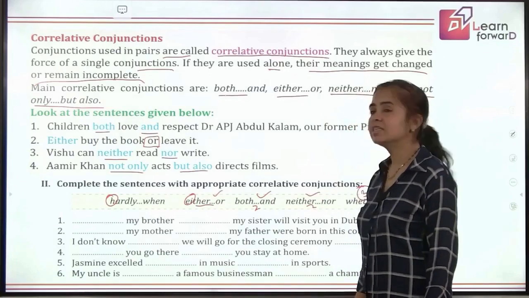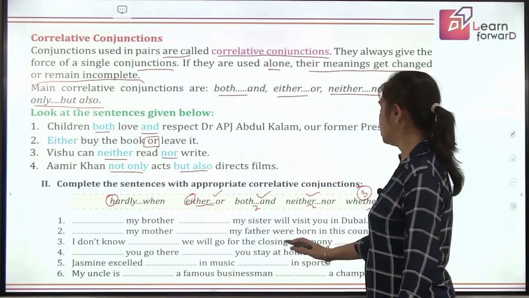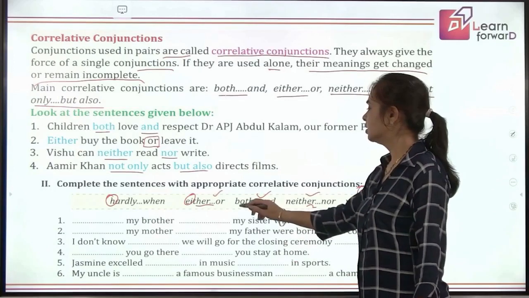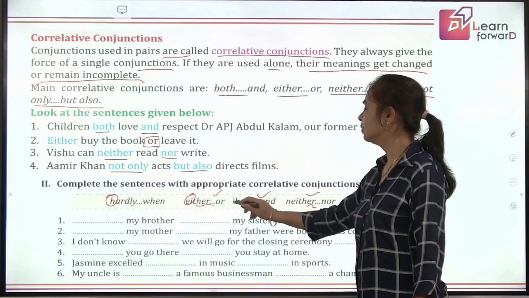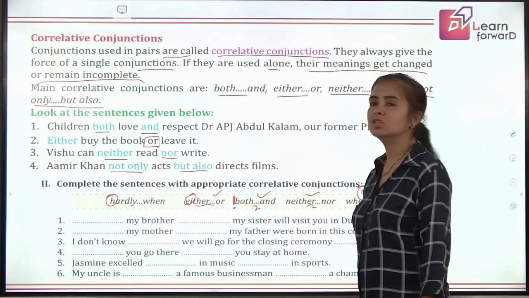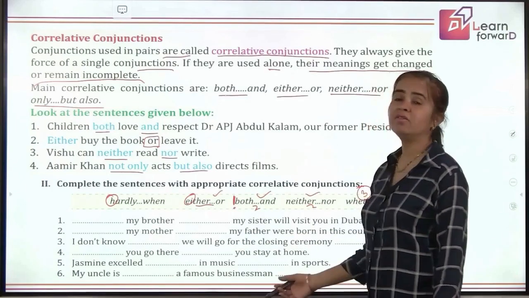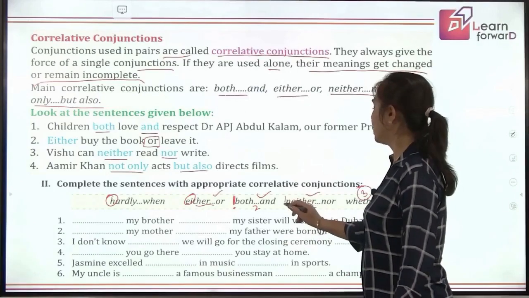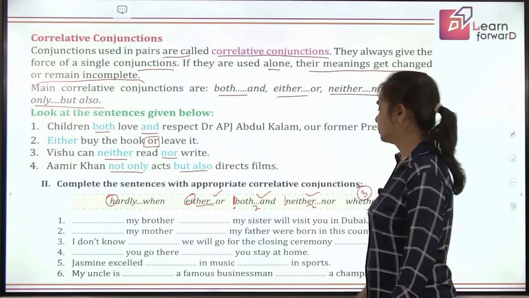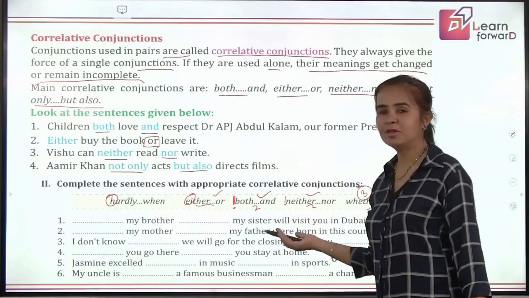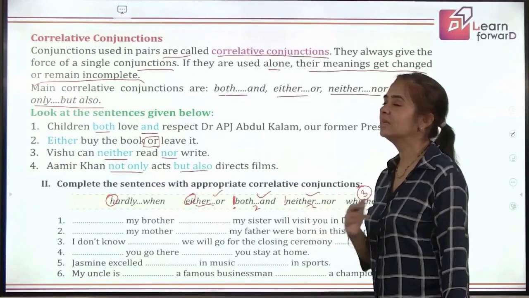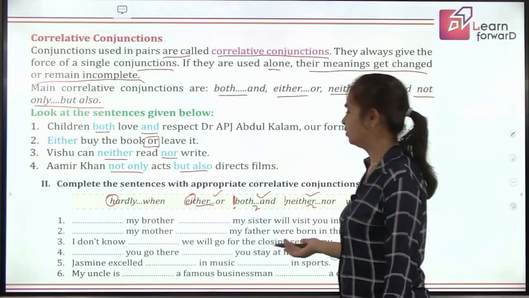Next, Jasmine excelled dash in music dash in sports. So it can be both...and. This can be the correct answer. Let me write a mark of exclamation here for the 5th one. And even it can be that she doesn't go for any of these. So it can be excelled neither in music nor in sports. So the person wanted her to go in something at least, but then she couldn't excel in any of them.